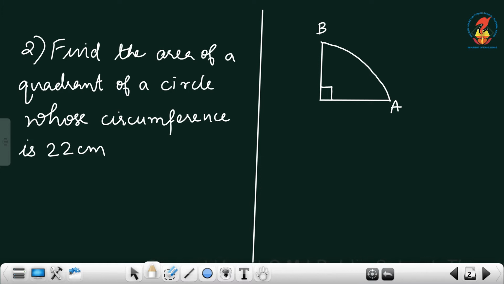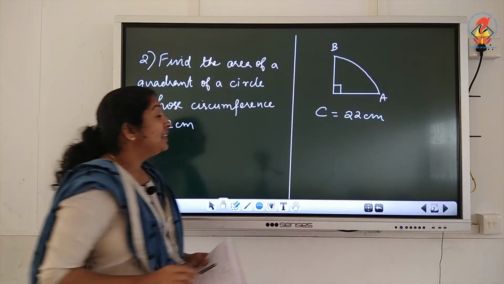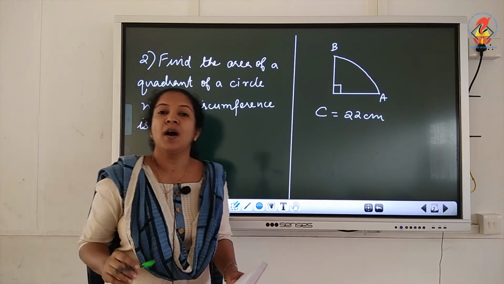Exercise 12.2, second question. Find the area of the quadrant of a circle whose circumference is given as 22 centimeter. Circumference is given as 22 centimeter. What do you have to find? The area of the quadrant of the circle.